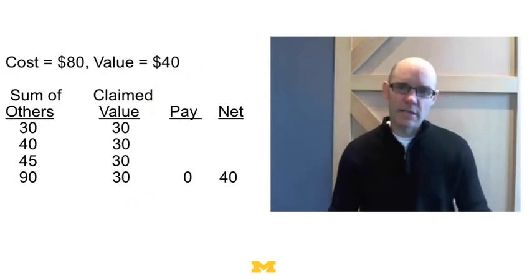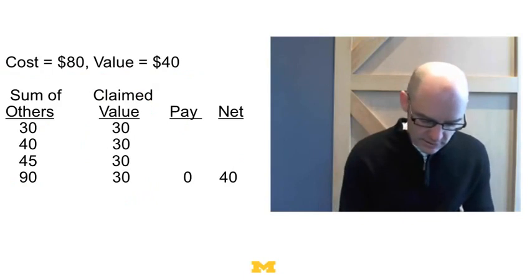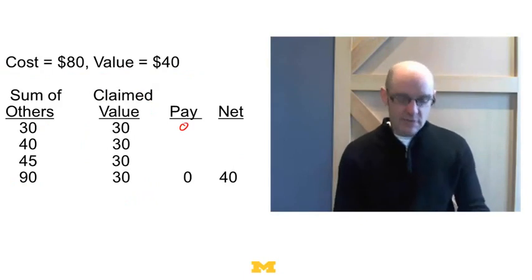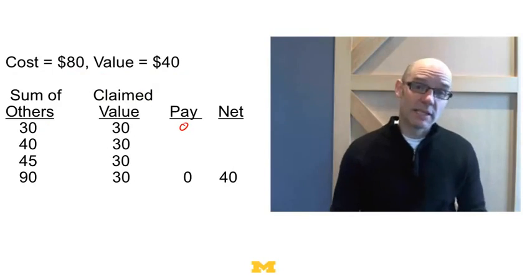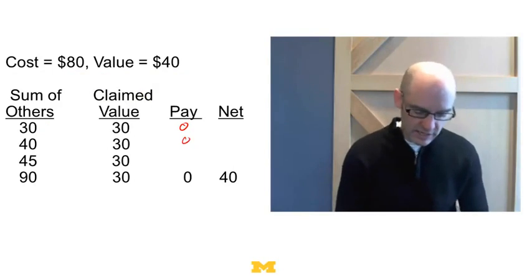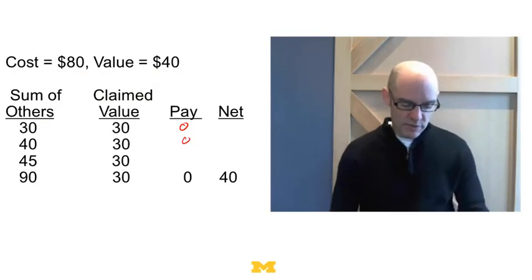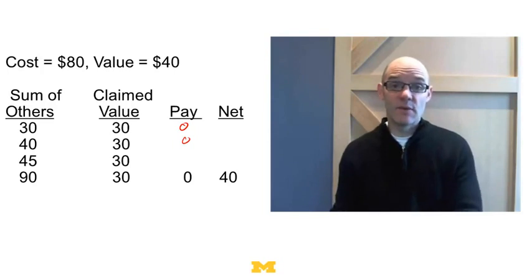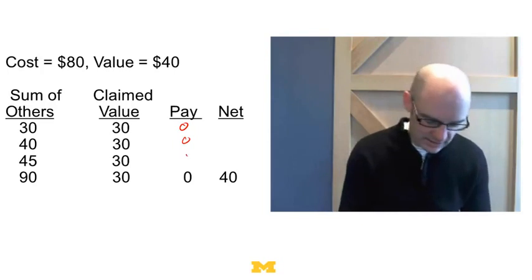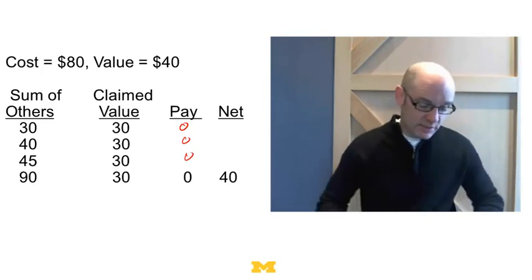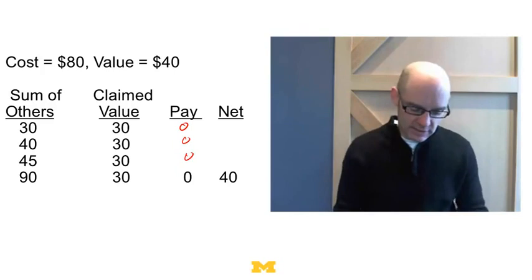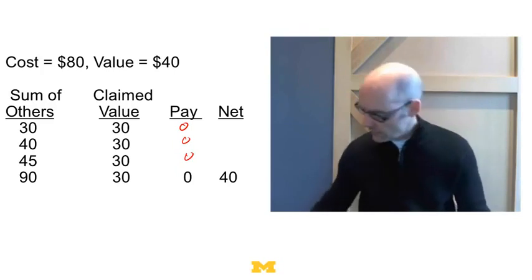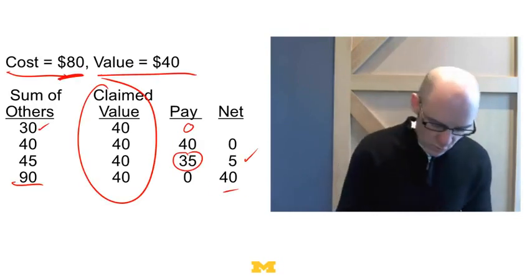Well, now if the sum of the others is 30, the project doesn't get done and they don't pay anything because the project isn't done. If the sum of the others is 40 and they bid 30, again that adds up to 70, so that's less than the cost, so the project doesn't get done. And if the sum of the others is 45 and they claim 30, that's only 75, so the third time the project doesn't get done. But in the case where the sum of the others was 90, then the project gets done and they don't pay anything.